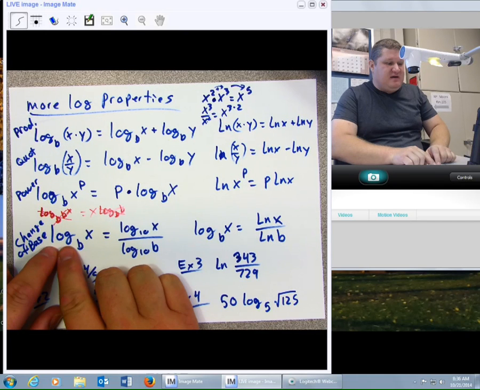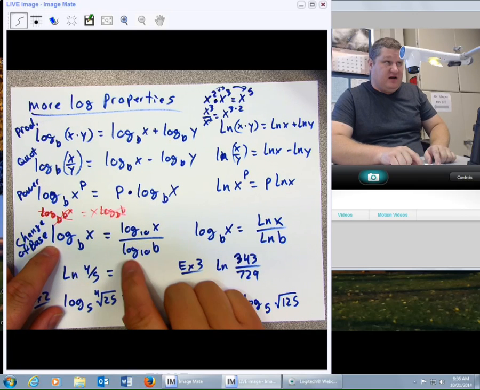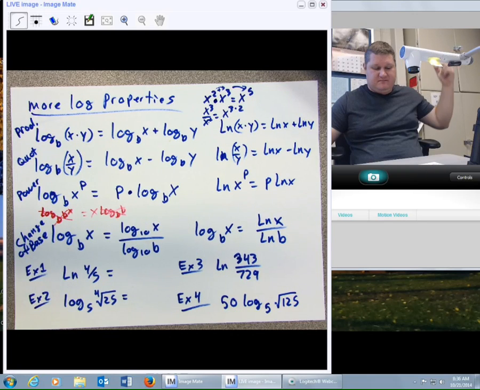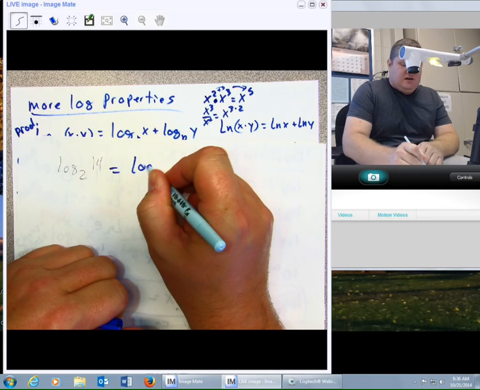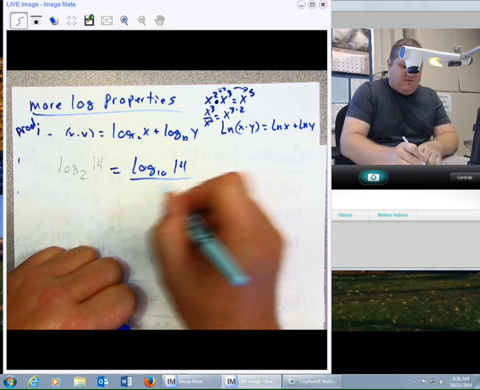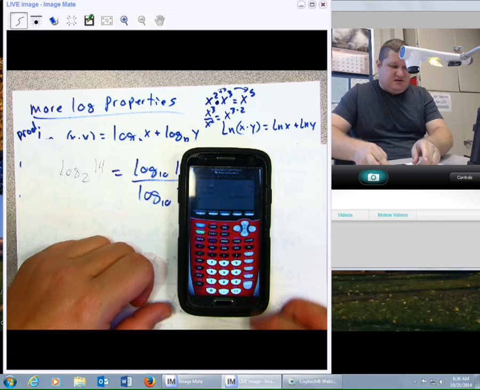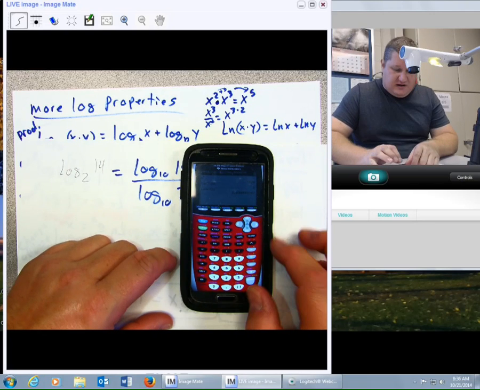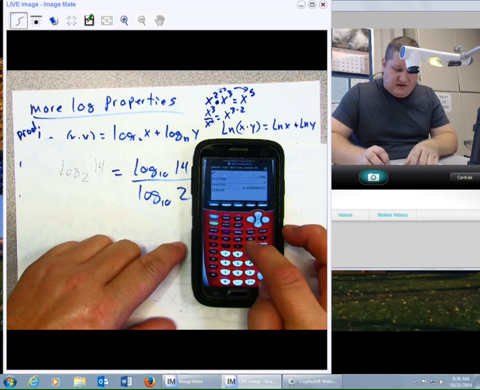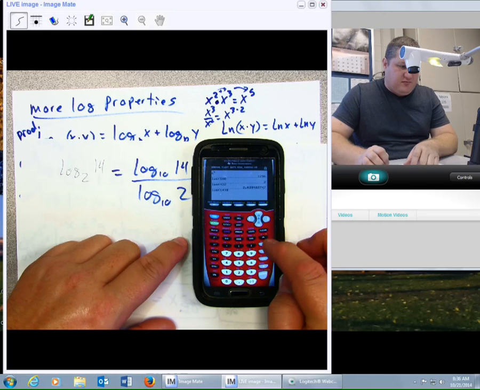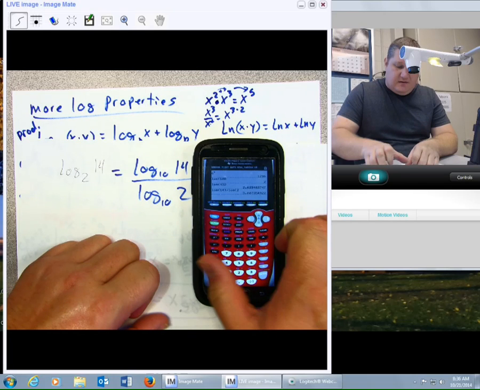Change of base property says log base b of x equals log base 10 of x divided by log base 10 of b. So, if I were to do this property back here, this example, I would say log base 10 of 14 divided by log base 10 of 2. The nice thing is it's not that challenging on a calculator. Go ahead and throw our calculator up here and we say log of 14. The only thing I need to be careful of is that I end that parenthesis divided by log of 2. And that comes up with 3.08.